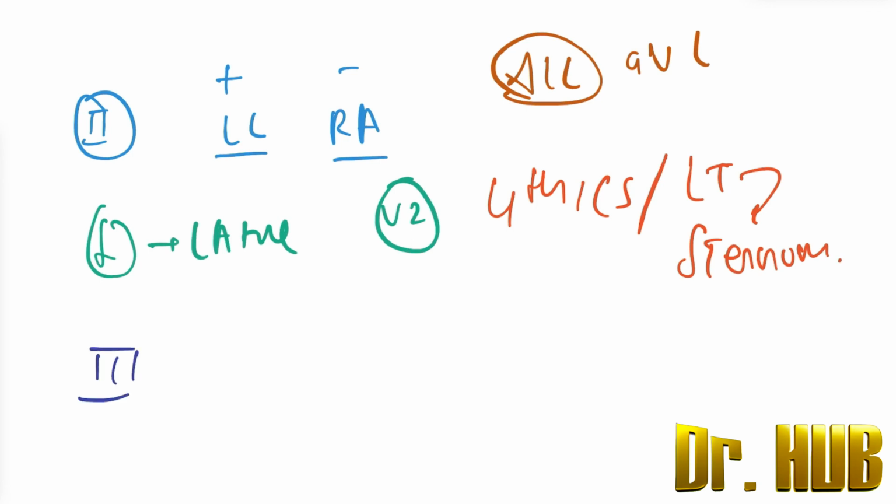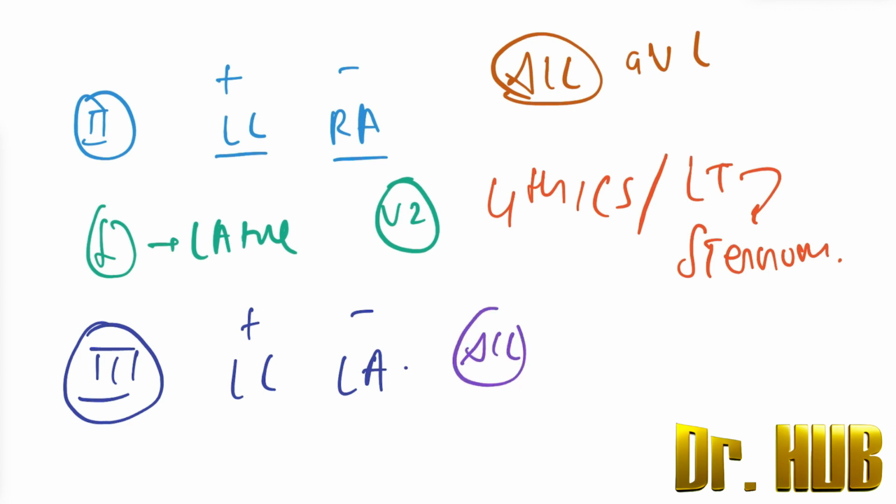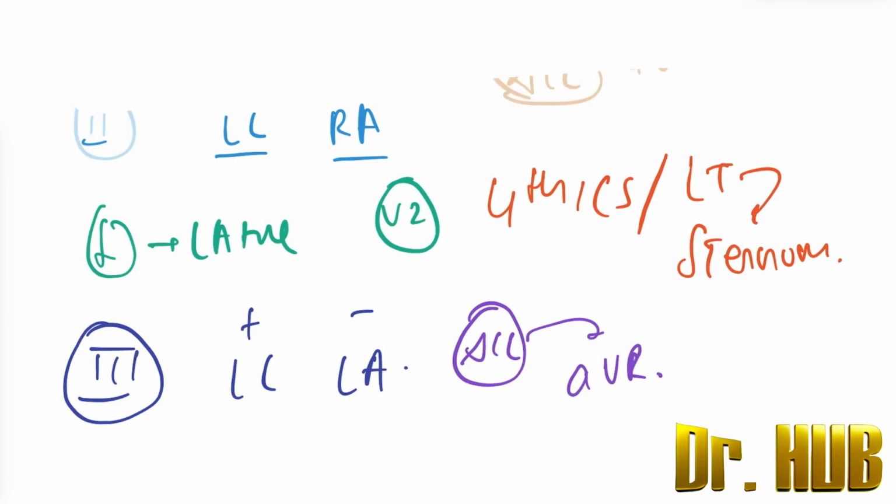Next we look at lead 3. Limb lead 3 is positive at the LL and negative at the LA. And where are the augmented limb leads? The augmented limb lead is the AVR. Now let's look at the location: the location is RA positive.